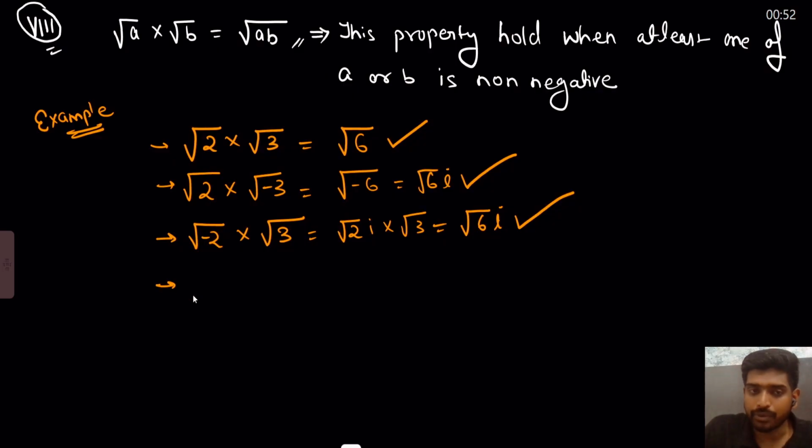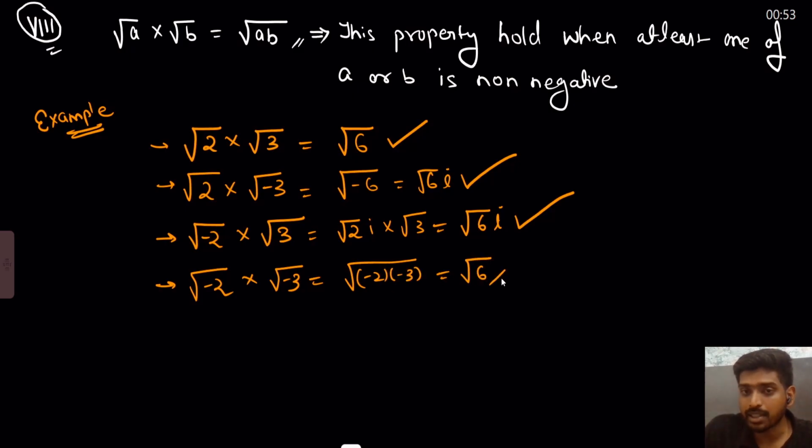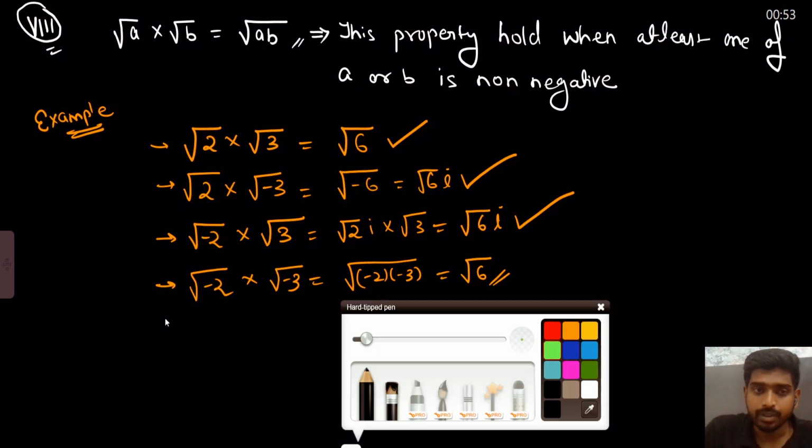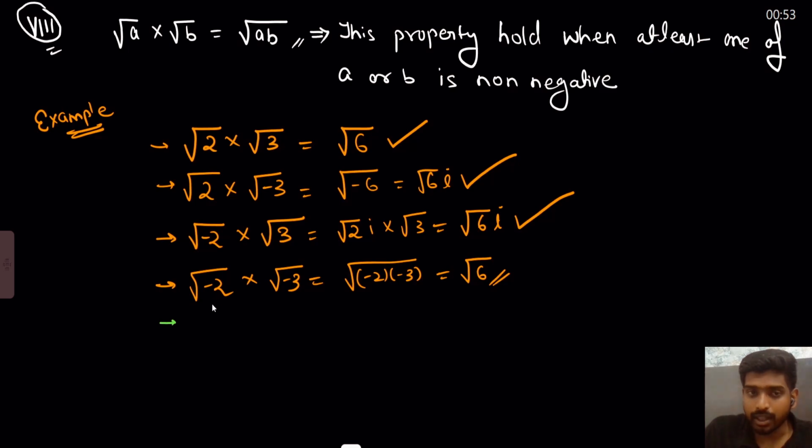Now next, but when I write under root of minus 2 into under root of minus 3, we can't write this as under root of minus 2 multiplied by minus 3. This will give under root of plus 6. Got it? But now if I do the same thing by this method, suppose under root of minus 2 I have written as under root of 2 iota, multiplied by under root of minus 3 which I have written as root 3 into iota.